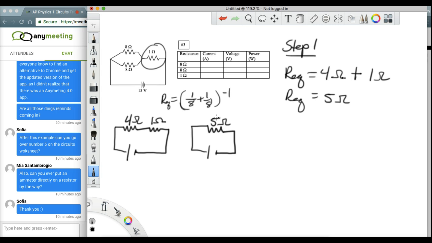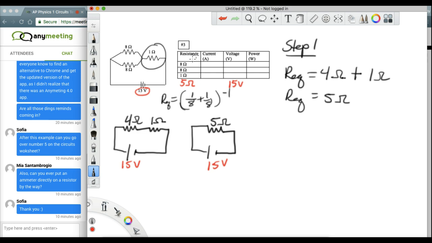All right, so the total equivalent resistance of the circuit is 5 ohms. So if I wanted to put that in my table, I could put it under here, right there. The total voltage is given to me. That would be this number right here. That still stays 15 volts. Cannot get any more voltage than what my power source provides me.